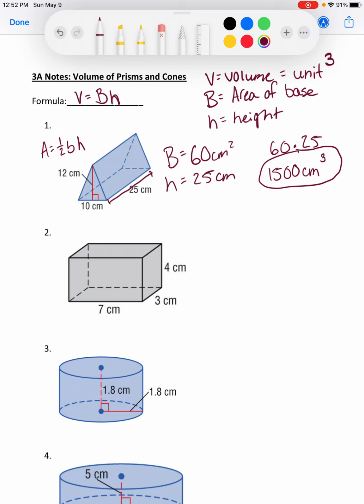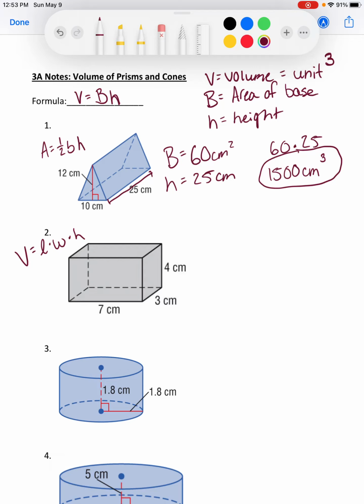Now, for our rectangular prisms, you can still use this area of the base times height. In this case, we could say this bottom one is our base, and then the 4 would be our height. We could also say that our side, these 4x3 rectangles, are going to be our base, and then 7 is going to be our height. Now, when I was in school, what they taught us for rectangular prisms was the volume of a rectangular prism is length times width times height. So whichever way works better for you.